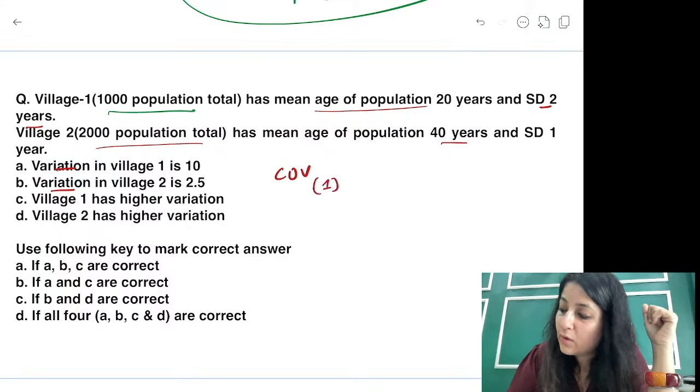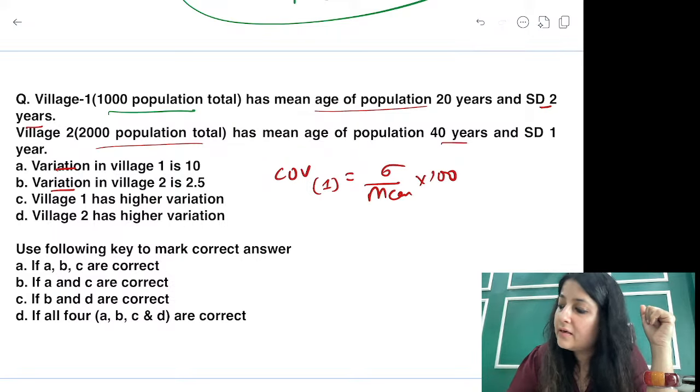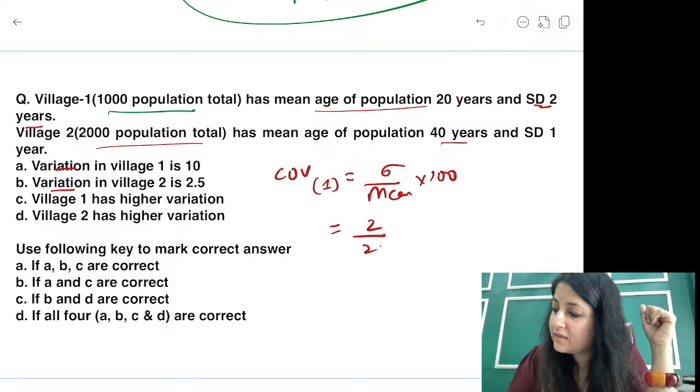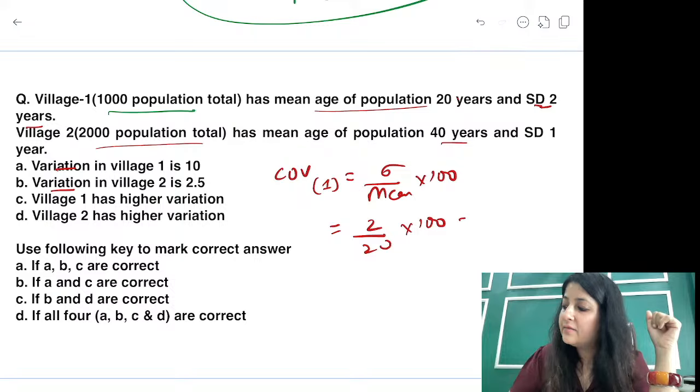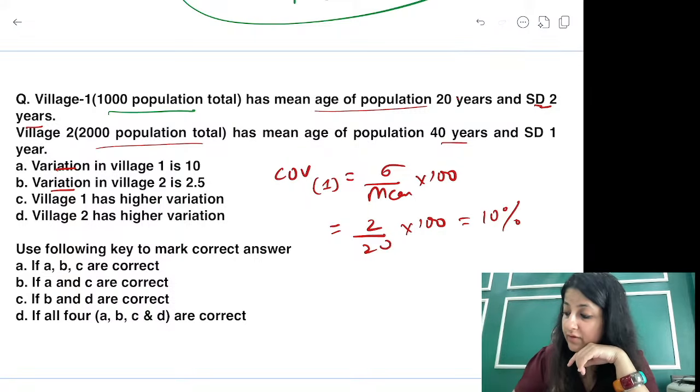So in village 1 it will be standard deviation upon mean into 100. Now over here, what is the standard deviation? 2 for village 1. What is the mean? 20 into 100. So how much is it? 10%. You don't need a paper and pen for this, don't worry.